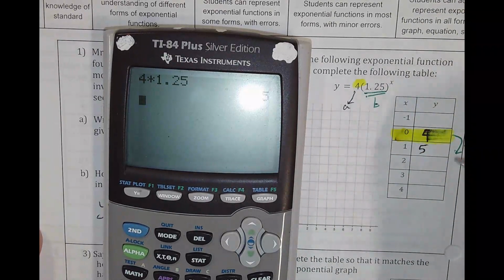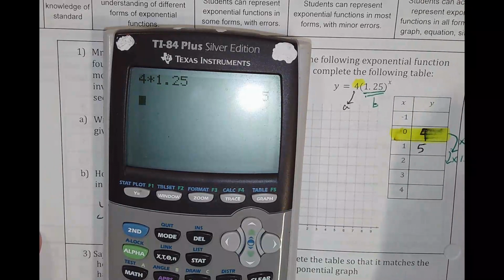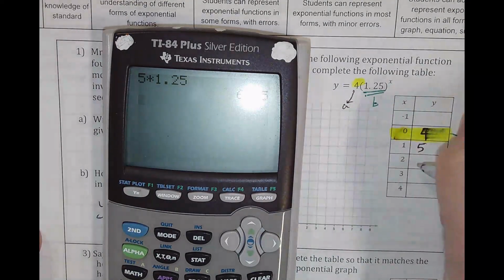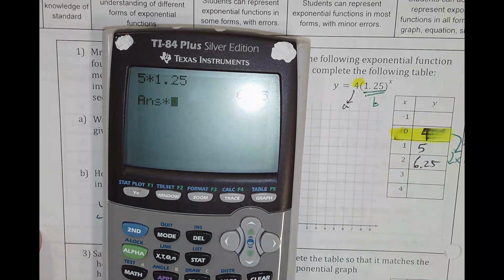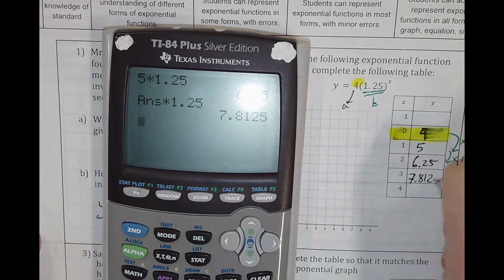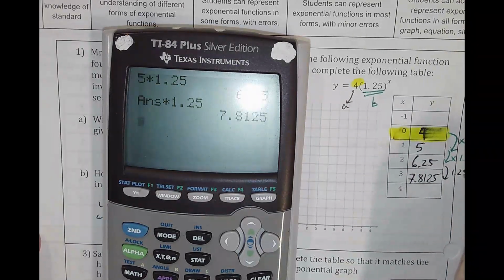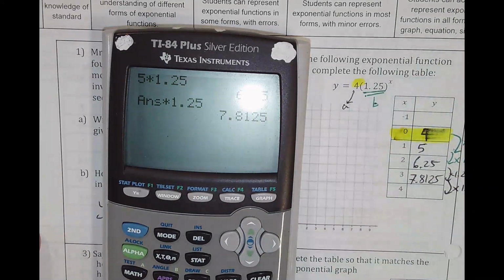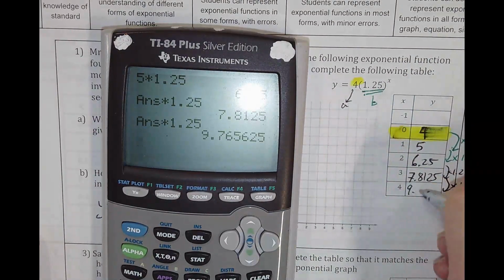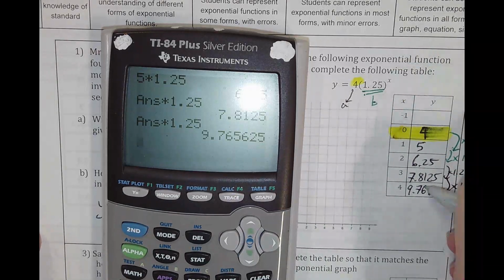Now if we keep multiplying by 1.25, what would be the next number? 5 times 1.25 gives us 6.25. Let's multiply that by 1.25. 7.8125. And let's multiply that by 1.25. That gives us 9.766 approximately, just writing a few decimal places.